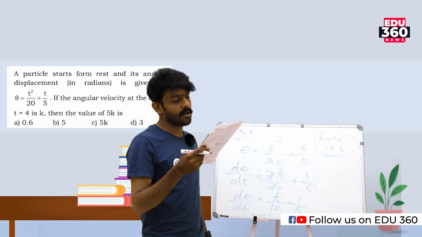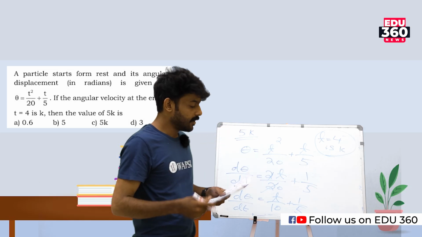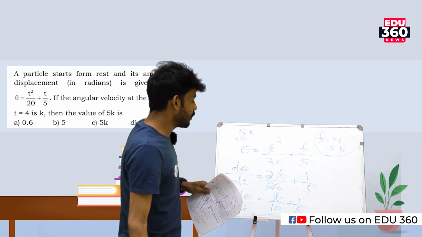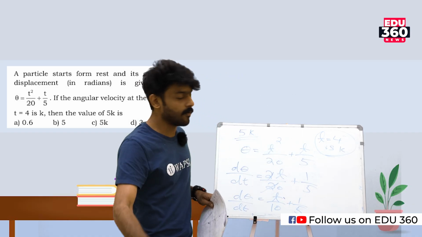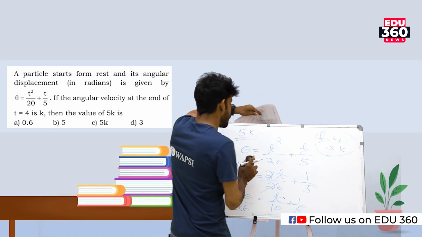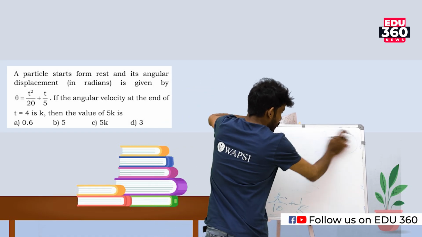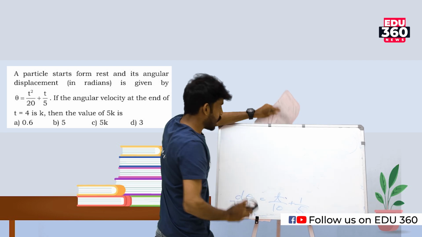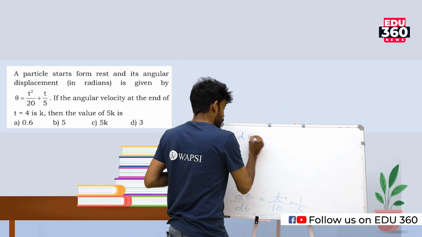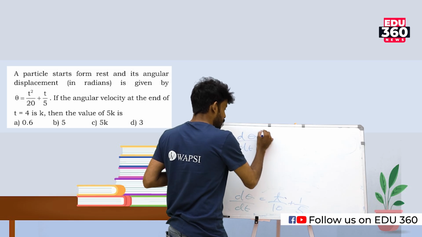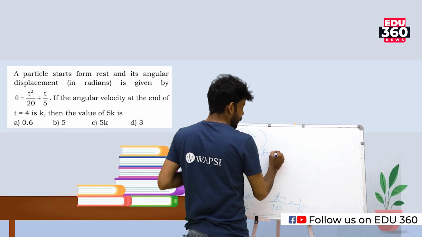So if the angular velocity at the end of t is equal to 4 is k, in the next step just substitute here. Instead of t, just substitute the value 4. So it will become 4 by 10 plus 1 by 5. That is d theta divided by dt at t is equal to 4.